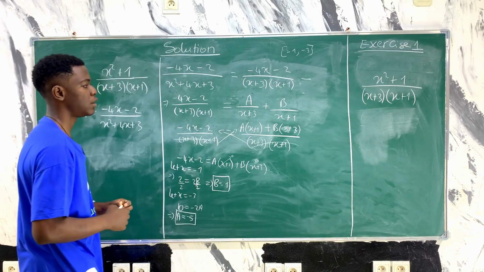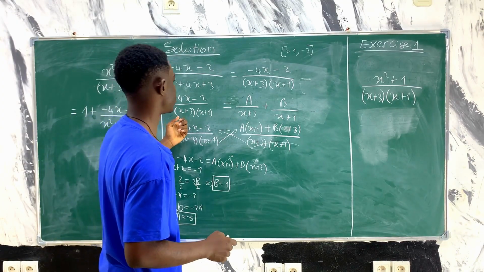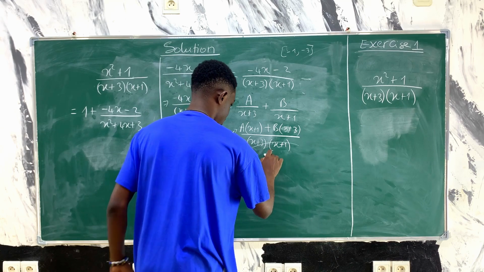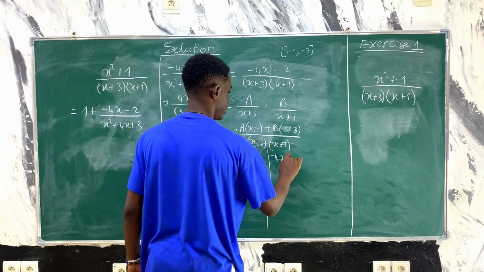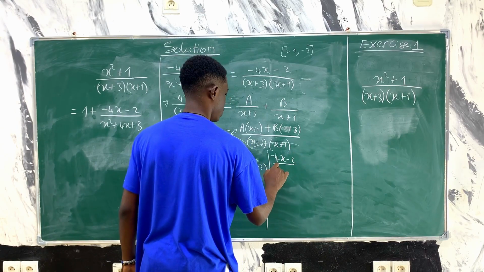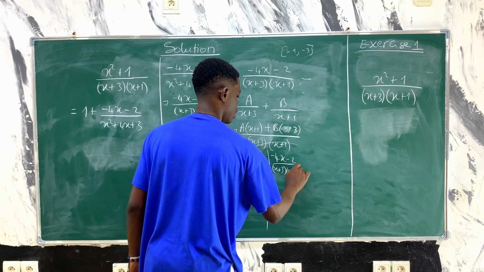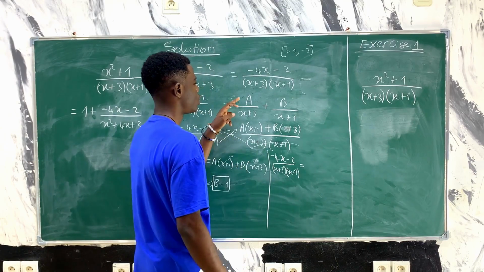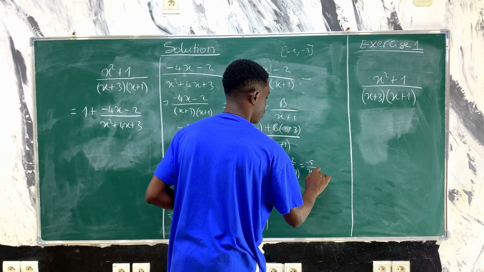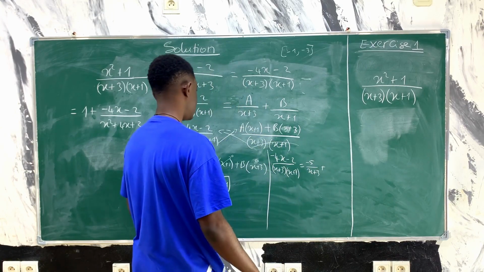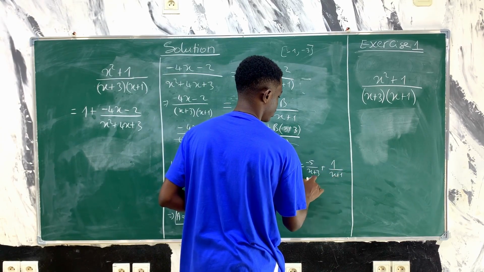When you have replaced the values of A and B, what is first this? When you have replaced the value of A, this is equal to... I'm going to write it here: (-4x - 2)/((x + 3)(x + 1)) is equal to, what is our A? -5. I can put -5 on x plus 3 plus, what is our B? 1. I can put 1 on x plus 1.